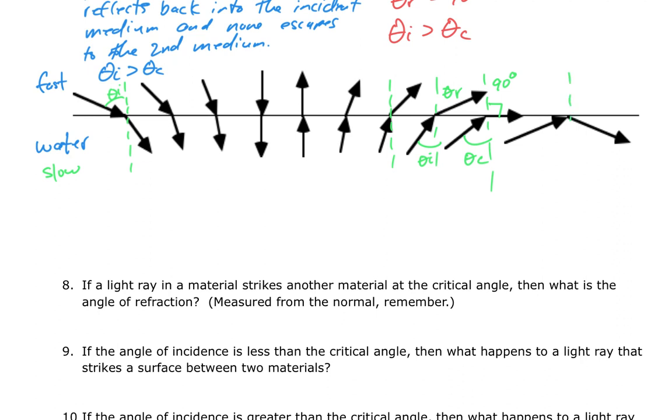And this internal incident angle right here must be greater than the critical angle, because now we're just getting reflection. So this angle right here is still a theta r, but it's a theta reflected now. It's not refracted anymore. This is a reflected angle. And whenever we reflect, remember, the law of reflection still has to hold here. So the theta I has to equal the theta r as it's reflected.